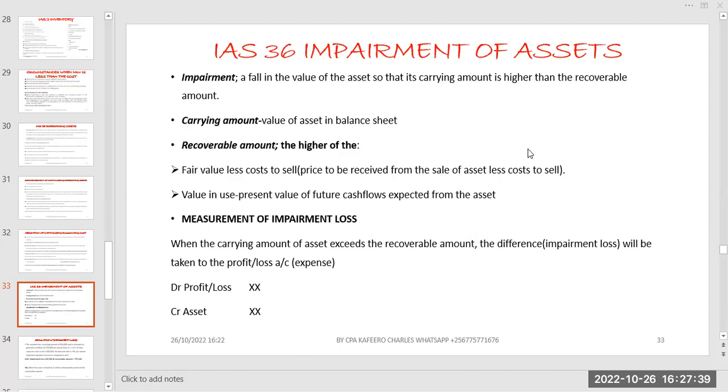So when we look at impairment, it is basically the loss in value of assets, whereby the carrying amount of the asset is higher than the recoverable amount. It's like you have an asset which cost, let's say, 10 million, but what you can only get from the market is 8 million, meaning that difference is going to be the impairment.